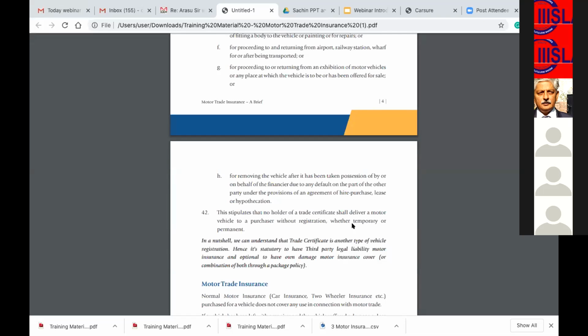The motor trade insurance is a very comprehensive product for the motor trader. Now, I have been using the word trader. Who all come under the trader? Anybody who deals with automobile trade comes under the meaning of motor trader. Though the Motor Vehicle Act has not listed all the traders, it is clearly saying it in a different way. For example, I'll tell you the provisions of the law.